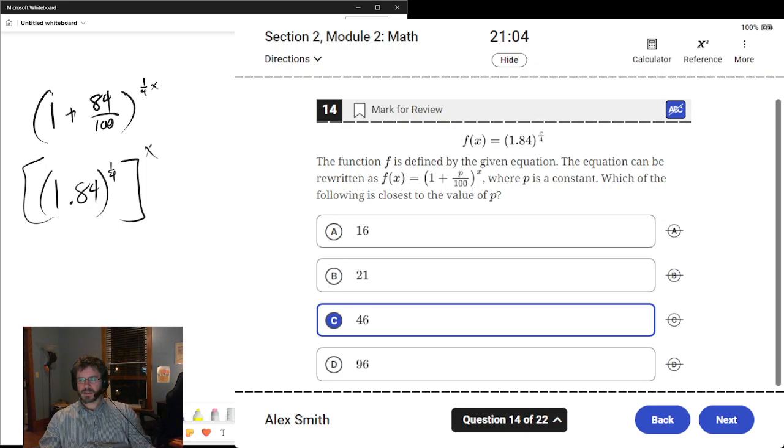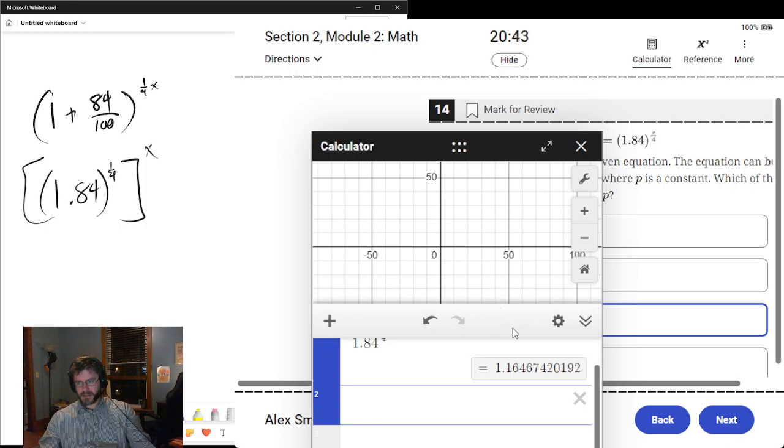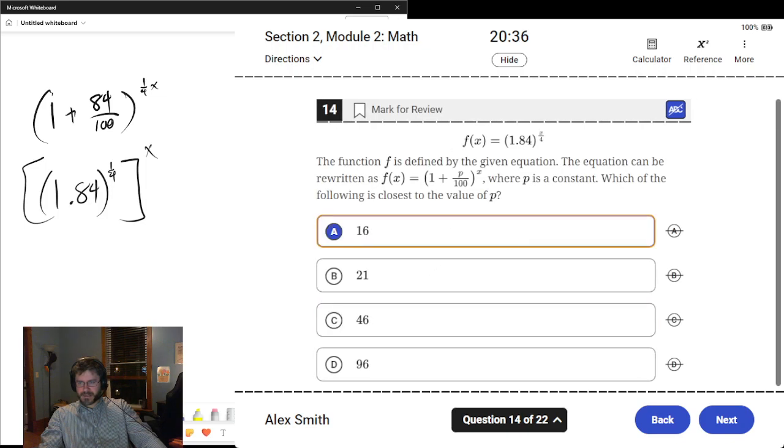Get that Desmos calculator back here. 1.84 raised to the 1/4 power. We did 0.25. Let's see if Desmos treats this any differently. 1.646. Okay, 1.16. Ah, read it. Gotta read it. 16. Move on.